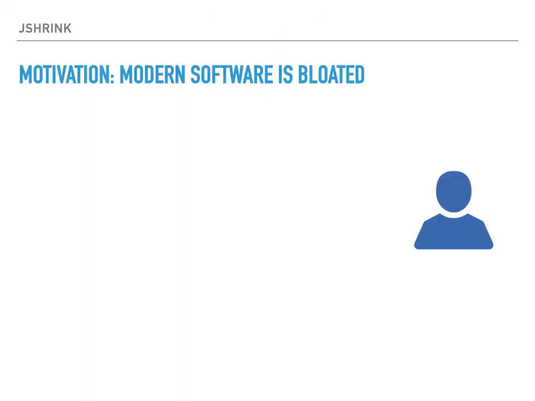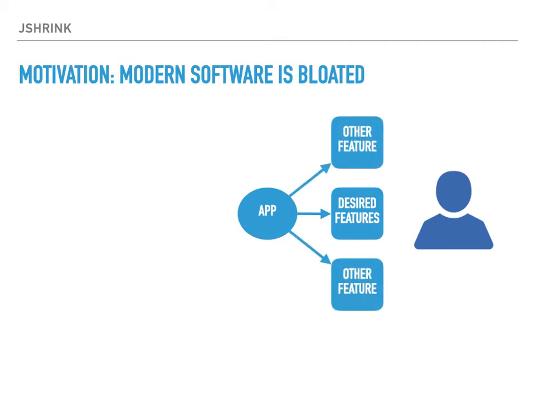Let's start with the motivation for this research. It can be summed up in a four-word sentence. Modern software is bloated. Let's talk about what we mean by this. This is the typical model for software. Users want a feature, so they obtain an app that has this feature. Though app developers have different motivations and will provide other features in this application. And this results in the application being bigger than it actually needs to be.